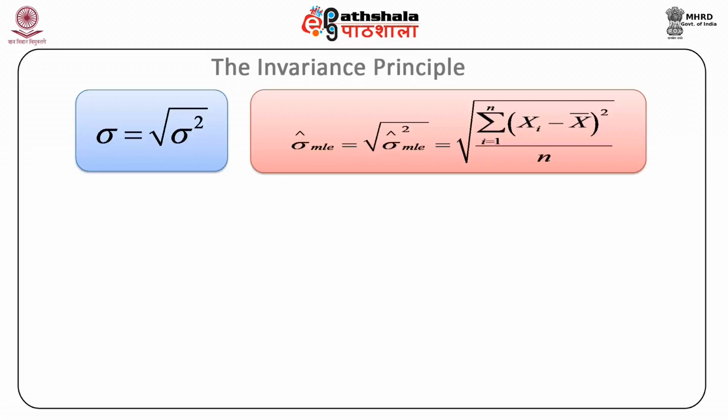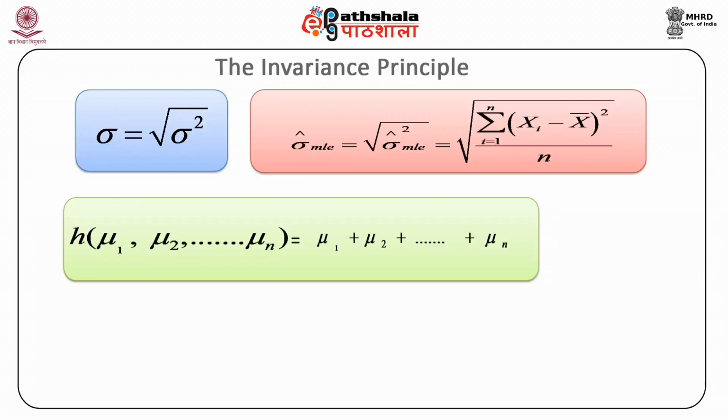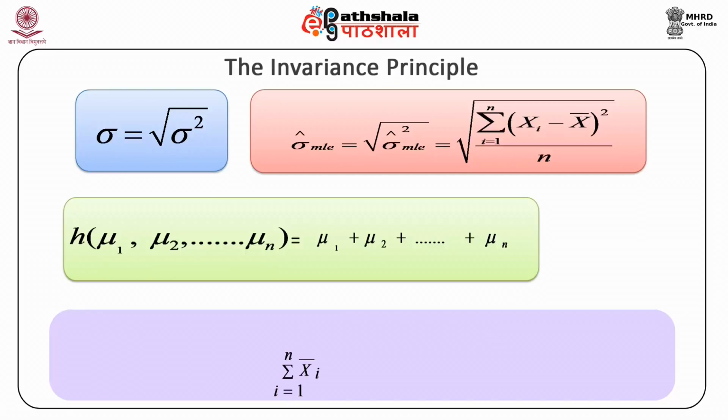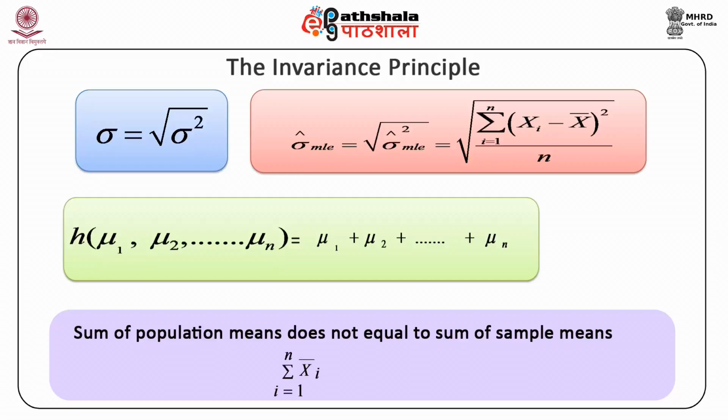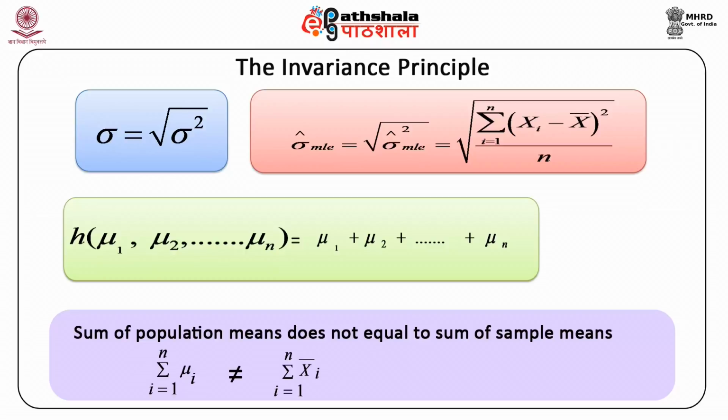An example of a function of several parameters is the function, say h, which is a function of mu1, mu2 up to mun, and is equal to the sum of mu1, mu2 up to mun. Since xi bar is the MLE of the mean of the ith population, where i could be 1 to n, the MLE of the summation of mu i, where i varies from 1 to n, is the summation of xi bar. Again, summation is over 1 to n.